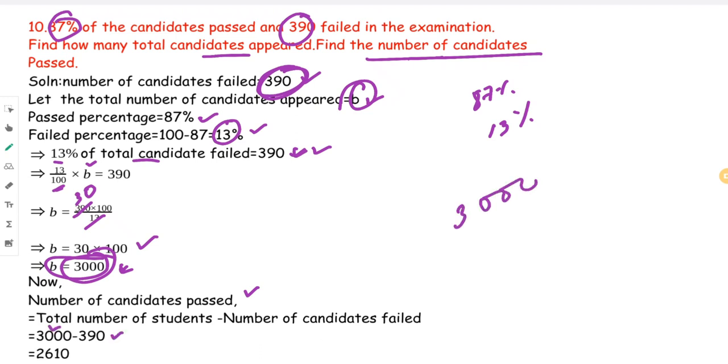So 3,000 minus 390. Subtraction, so 0 minus 0 is 0. This is too small, this will become 2, this will be 9, this will be 10, right? 10 minus 9 is 1, then 9 minus 3 is 6, then 2. Okay, so from here we know how many students passed. 2,610 students passed the examination.